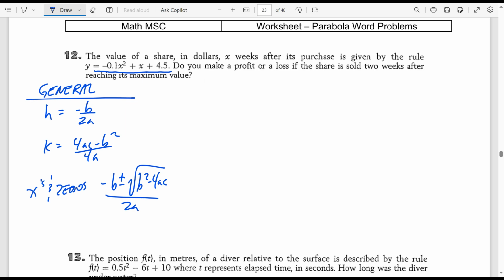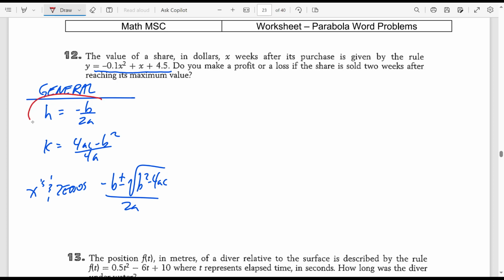From these formulas, let's walk through what we're actually being asked. Do you make a profit or loss if the share is sold 2 weeks after reaching its maximum value? Everyone read this yesterday and saw the phrase maximum value and immediately tried to solve for K. The problem with that is that we don't need to know it. We didn't need to know what its max value was. We needed to know when it reached its max value.